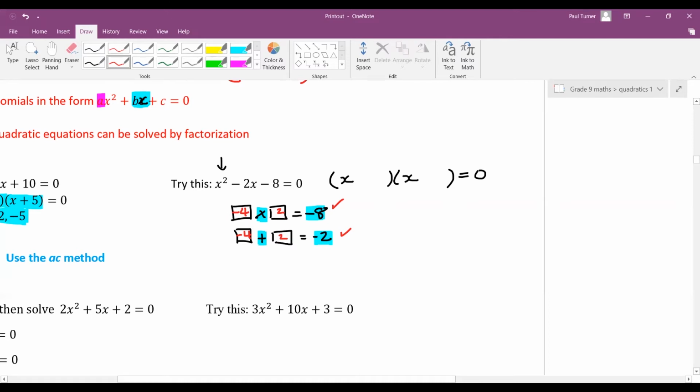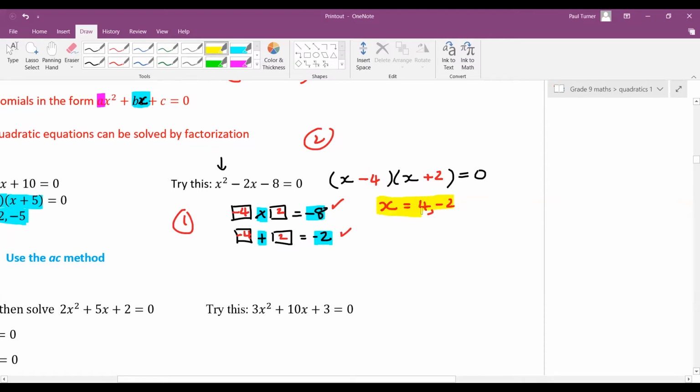So once you've actually done this step, call that step 1, then step 2 will be to write these numbers into your equation, -4, and then +2 in here. And when you solve that, you should get x is 4 from this factor and -2 from this factor. So that will be your answer.